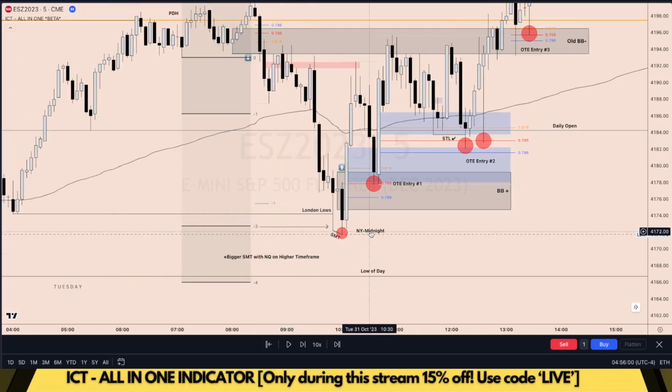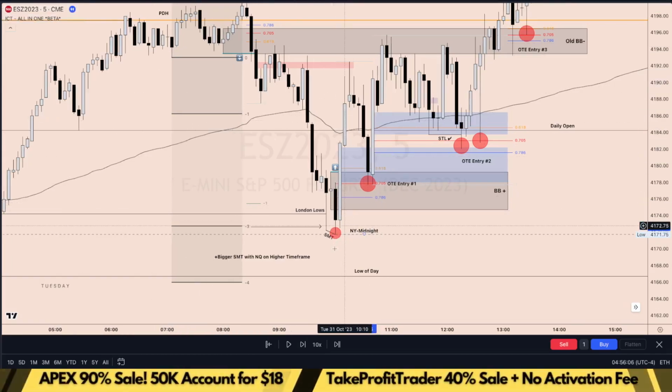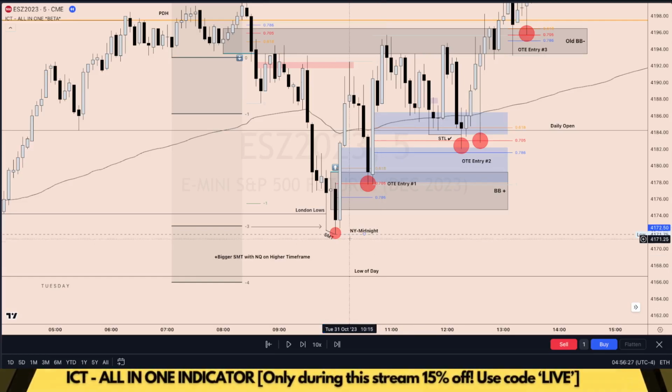And where did we bounce from? The New York midnight level. It's not a random level, that's why I have it included in the ICT all-in-one. If we look at the same level every single day, it's something that we can use as a constant within our trading. We could use the 1 a.m. open, who cares? If we look at it every day at that same price level and we treat it with respect, it's going to work.